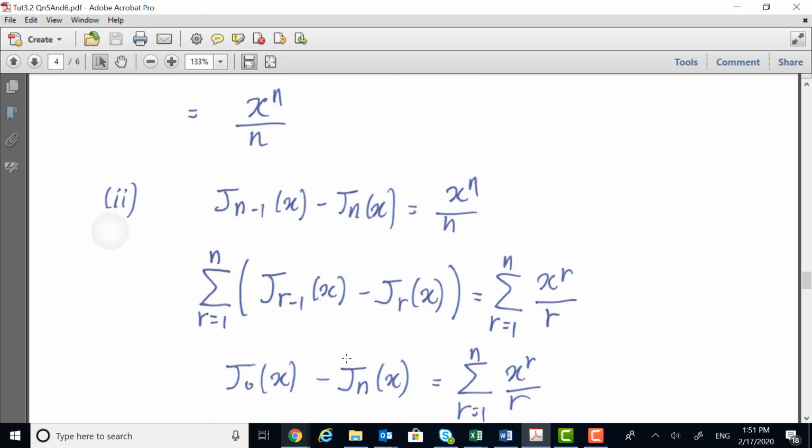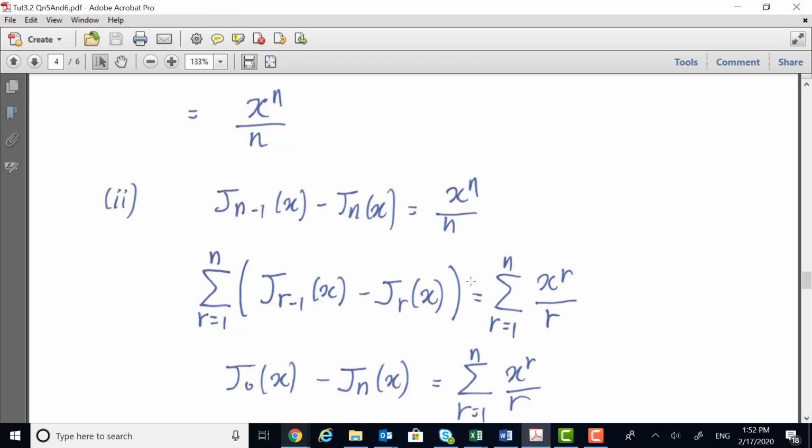Now that you have this statement, you can rewrite it in the form of a summation. Notice that I now change the index, or the subscript rather, into r. So I write this as a summation from 1 to n. Likewise, on the right hand side, I rewrite it as x to the power r over r, summing from 1 to n also. If you list out the left hand side, you see that there is a lot of cancellation. Some people call this a telescoping series, or the method of differences.